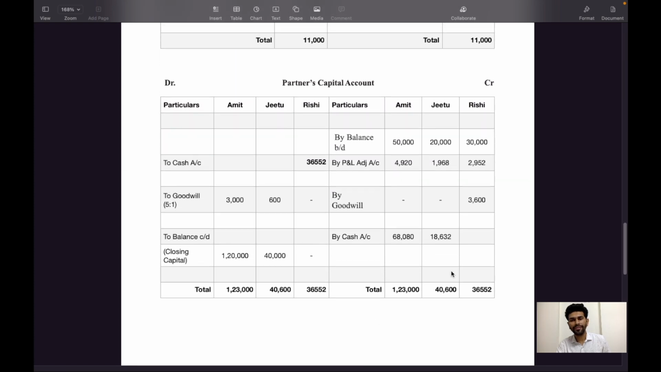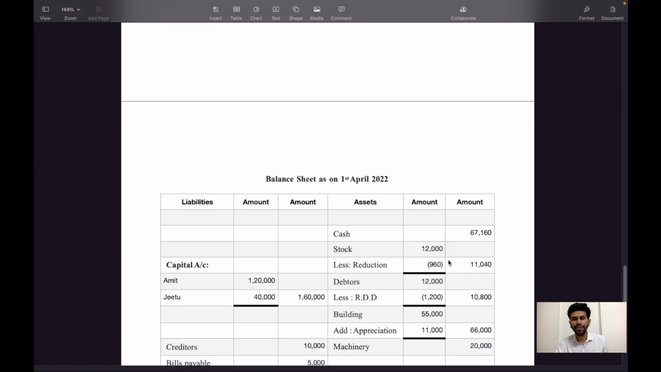Important point in this illustration was goodwill was raised up to the part of retired partner and it is then distributed among remaining partners in gain ratio. And second point, closing capital is given in the question. We have to adjust the capital by cash. Partners bring 68,080 and 18,632 respectively to adjust the value of capital and balance sheet is then tallied.